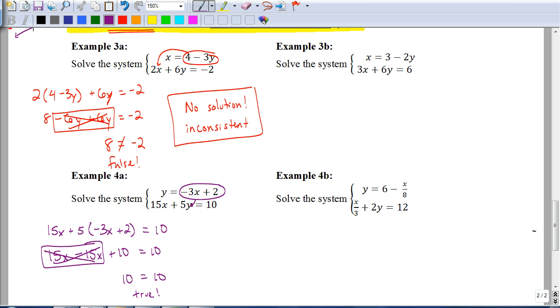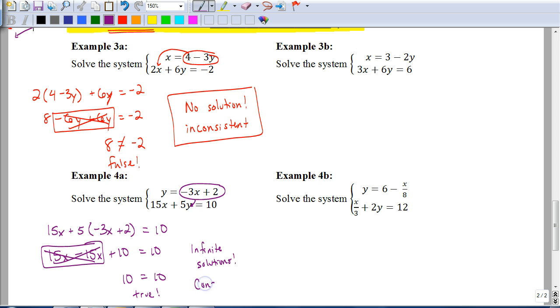So compare and contrast here. In the previous example, the variables cancel each other out, but we were left with the false statement. In this one, we're left with the true statement. So we're not going to have no solution here. What this means is we have infinite solutions.